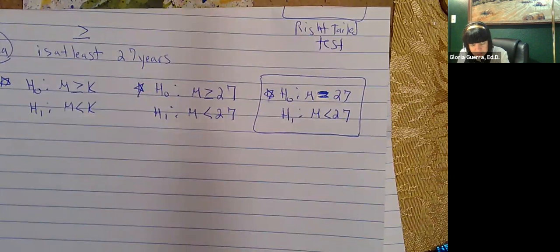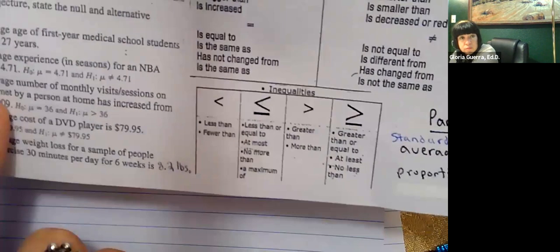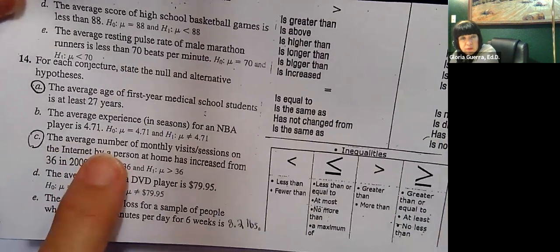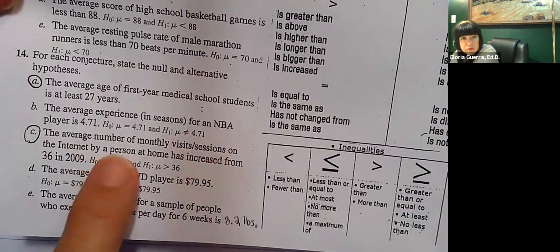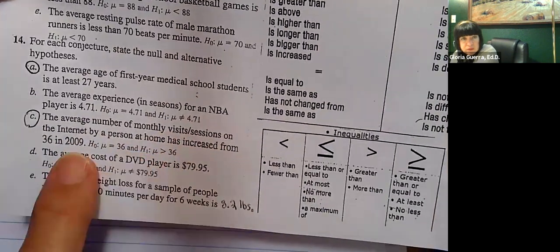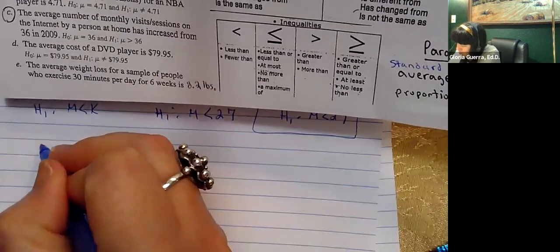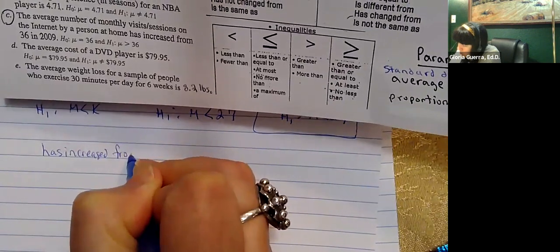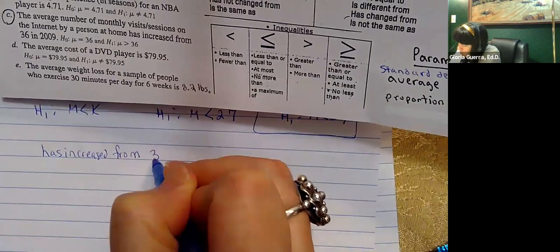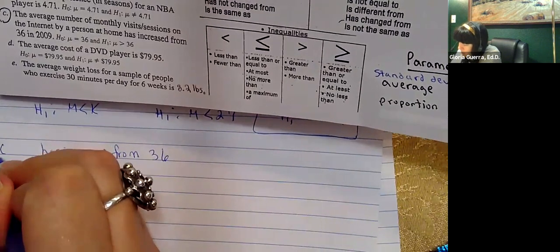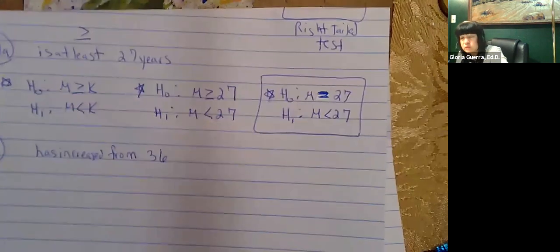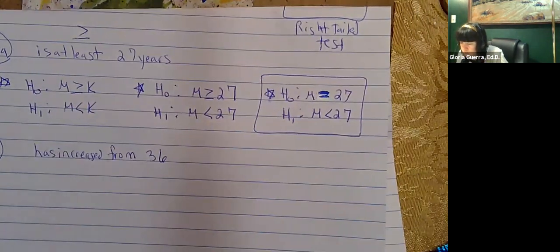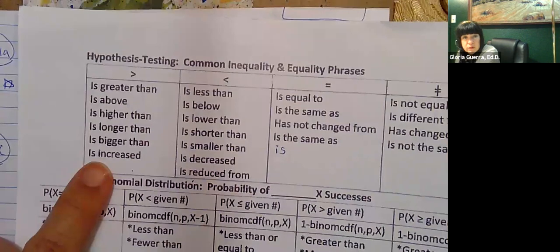Okay, and then the last one we're going to do is C. It says the average number of monthly visits or sessions on the internet by a person at home has increased from 36 in 2009. Okay, so this is 14C. So this one, they actually want this keyword here: increase.